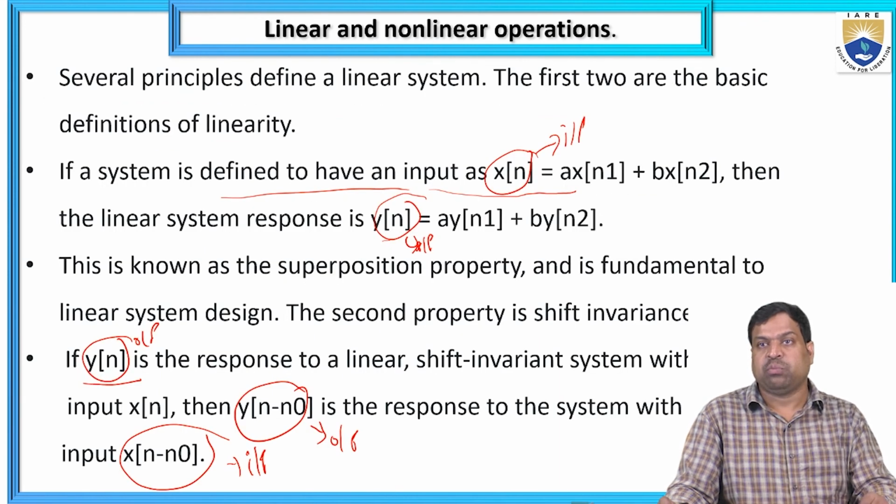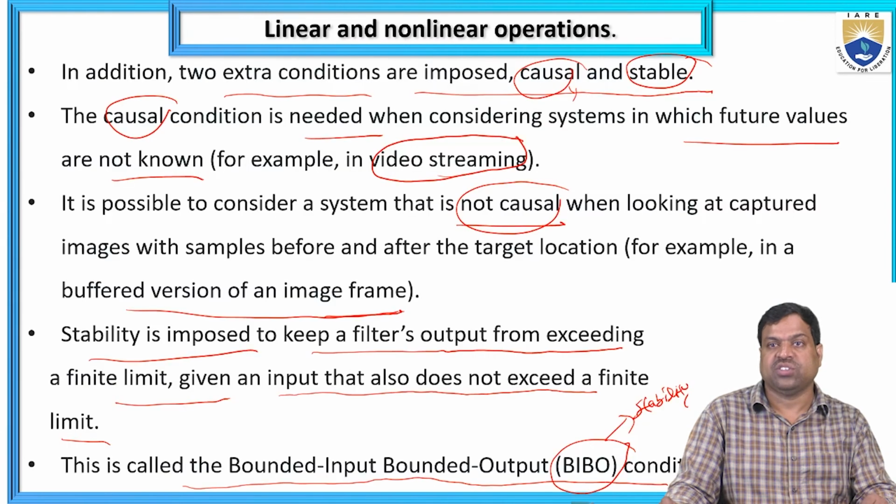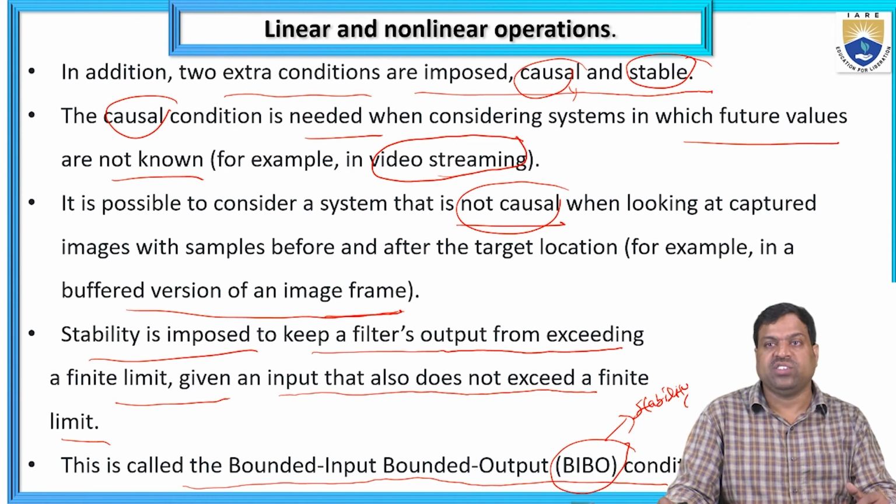Okay, several principles are there for linear and non-linear operations. These are the slight changes when the two imposed functions are there for linear and non-linear. That is causal and stable. So causal systems are of two types: causal and non-causal, stable and unstable. Okay, causal means video streaming. If there is any buffering in the video streaming, that is non-causal.